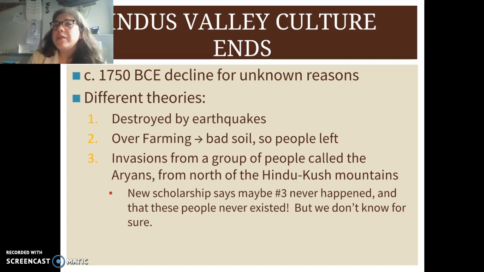Or maybe there was an invasion from some people from Europe who are called the Aryans. This is not Aryans like Hitler and the Aryan race. These are a group of people who maybe lived in Europe and migrated into the Indus River Valley and then into the Indian subcontinent. There are some modern scholars who believe that the Aryans never existed, but we don't know for sure. Maybe someday someone will find something that will tell us the answer to that. But right now there is a debate among historians about whether or not number 3 could have happened.